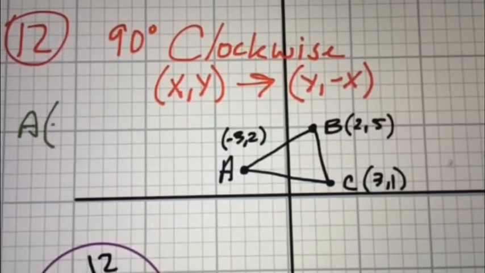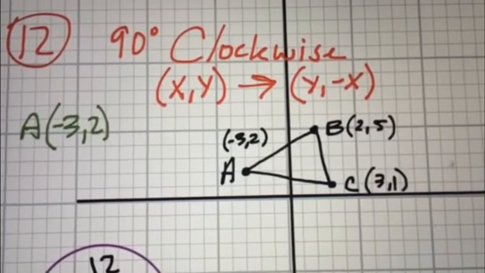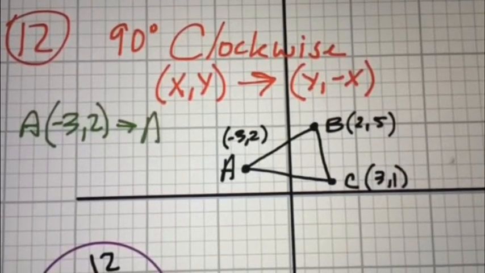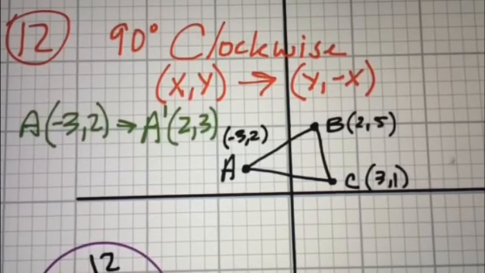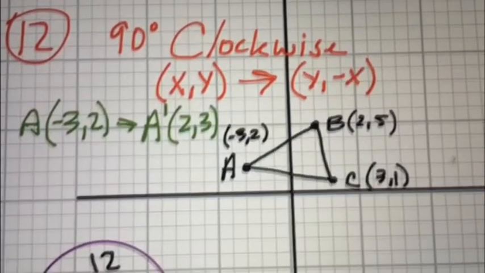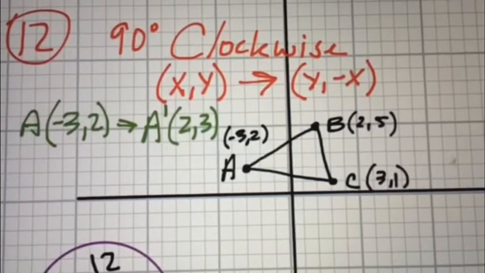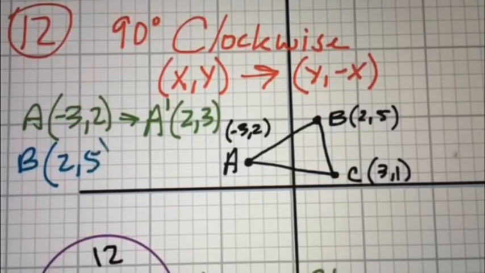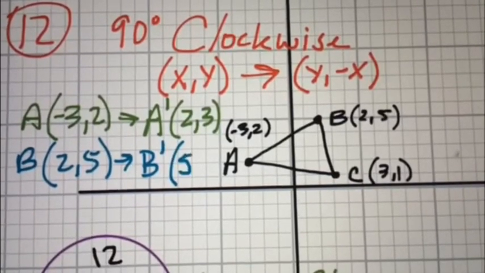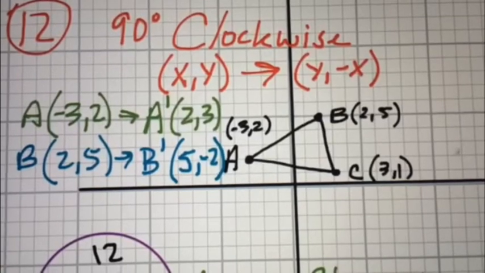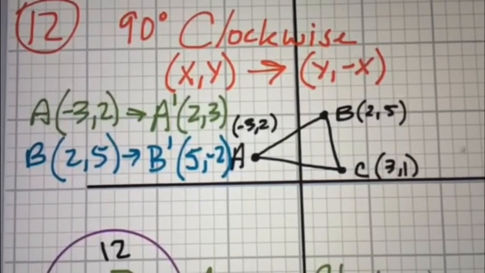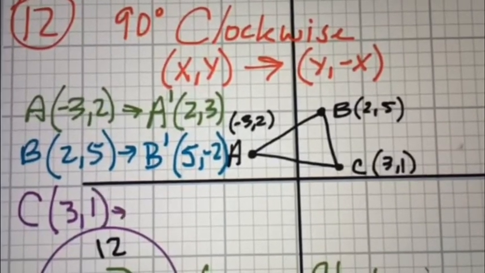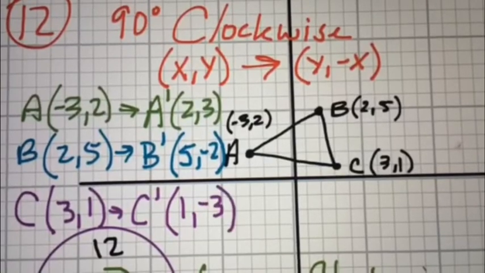So let's take a look at our first point here. Point A is (negative 3, 2). So when we change it, 2 and negative 3 are going to switch places. But notice that the negative 3 now becomes a positive 3. So my new coordinate for A, or in this case A prime, is (2, 3). Let's go ahead and do B. So B was (2, 5). It switches, and then it becomes (5, negative 2). Because the 2 was positive before, but when you switch them, at the 90 degrees clockwise rotation, it becomes negative 2. And so C was (3, 1), but it changes to (1, negative 3).